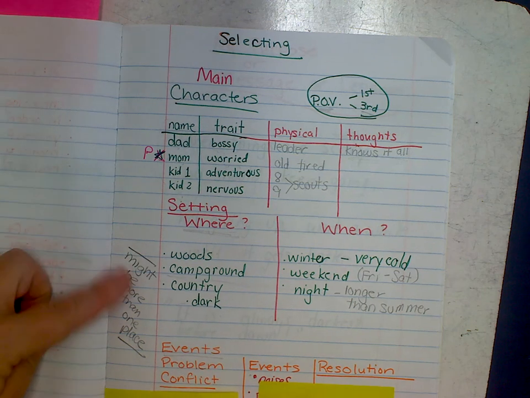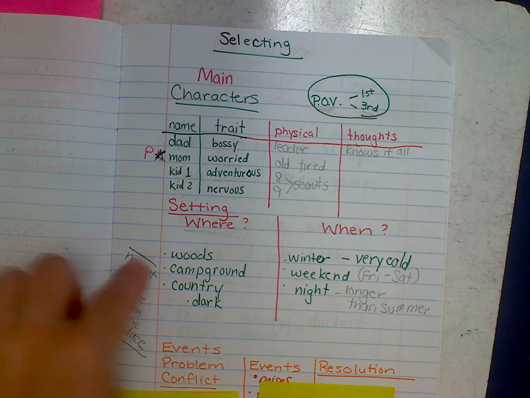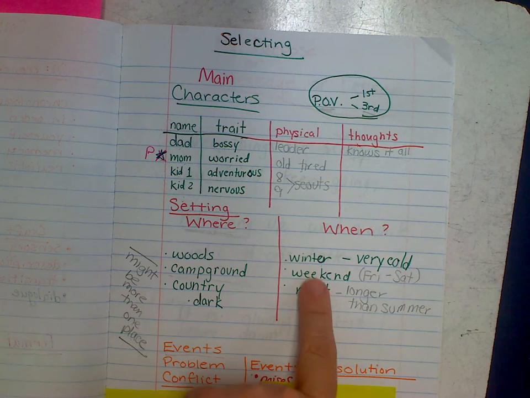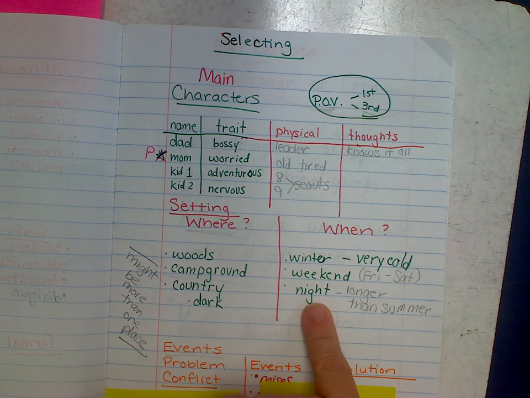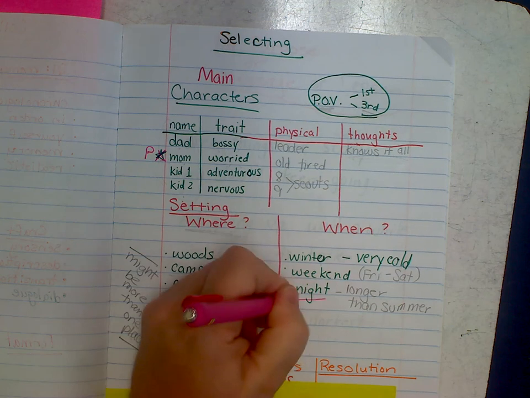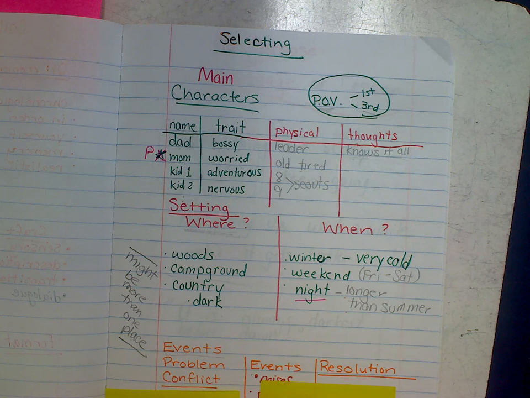You could have more than one place. If your characters in your story need to move from one place to another, you might have multiple settings. And then you want to think about when. This is going to be winter, when it's very cold. It's going to be a weekend trip. And mainly the story is going to happen at night. And the thing about night in the winter is that nights in the winter are usually longer than nights in the summer. And so that was a little detail I added in today.